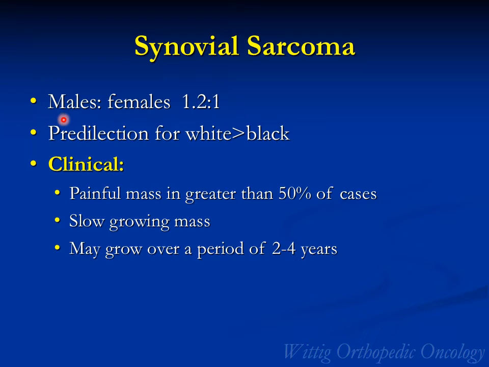The male to female ratio is 1.2 to 1, so almost equal amount of males and females are affected. It seems to have a predilection for Caucasian people as opposed to African American. Clinically, 50% of patients will have a painful mass. So this is one of the sarcomas which can be painful.